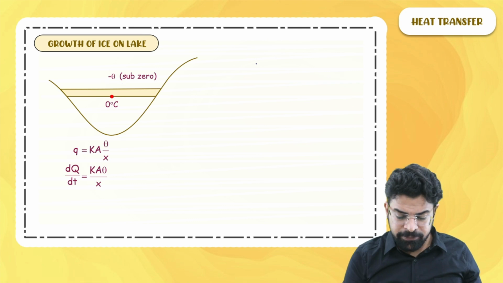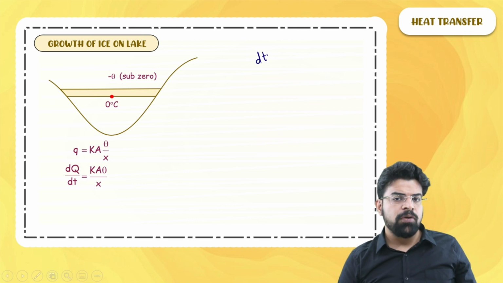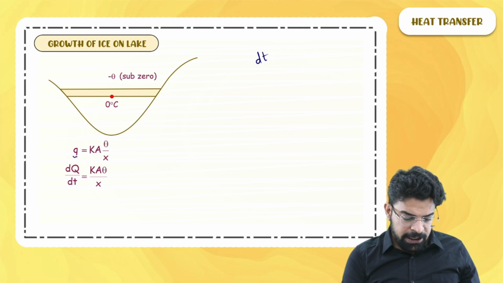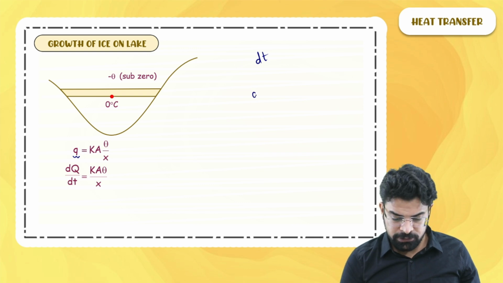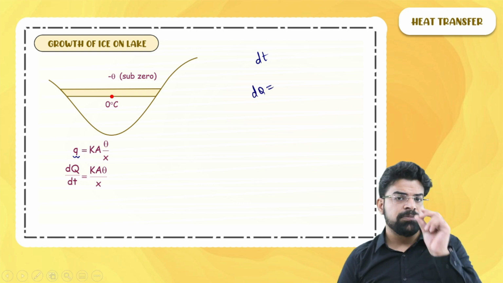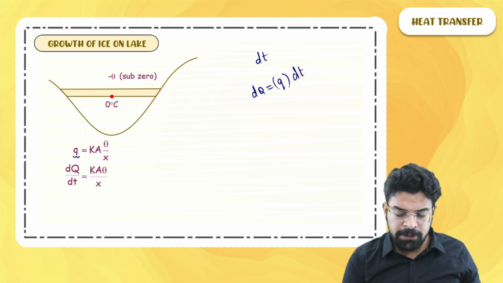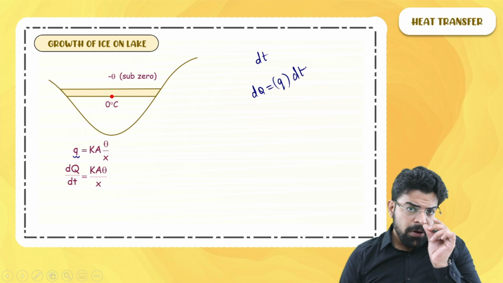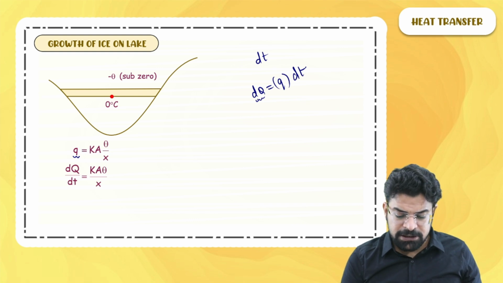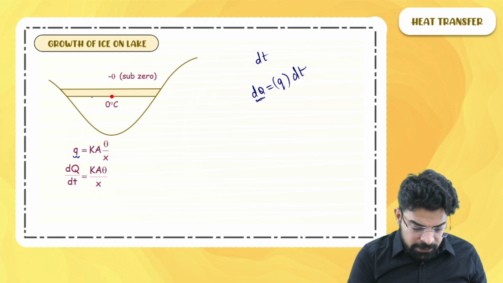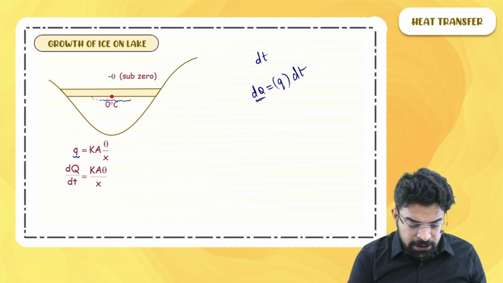So let's say in an infinitely small frame of time dt, some heat will flow out. How much? dq. And this infinitely small amount of heat that flows out will be equal to the rate of heat flow multiplied by dt. Because of this infinitely small heat flow, there will be an infinitely small thickness of ice formation.